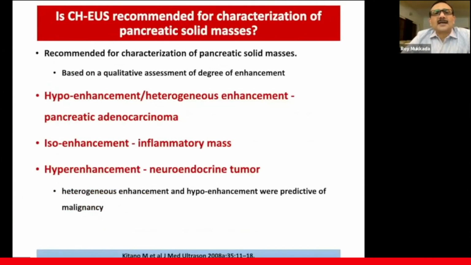Now, contrast harmonic EUS is recommended for characterization of pancreatic solid masses. It is recommended definitely for the characterization of solid masses. And hypo-enhancement or heterogeneous enhancement is typical of pancreatic adenocarcinoma. Iso-enhancement is an inflammatory mass, and hyper-enhancement is a neuroendocrine tumor. So heterogeneous enhancement and hypo-enhancement in a neuroendocrine tumor are predictive of malignancy.